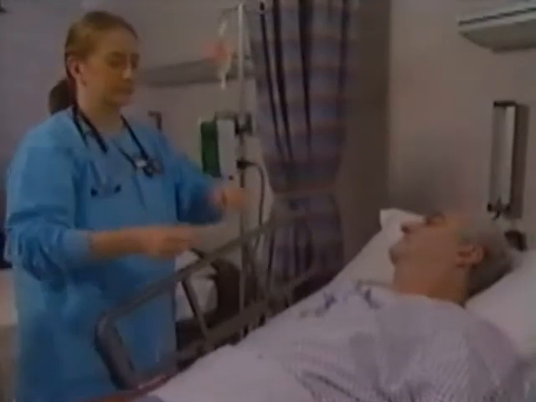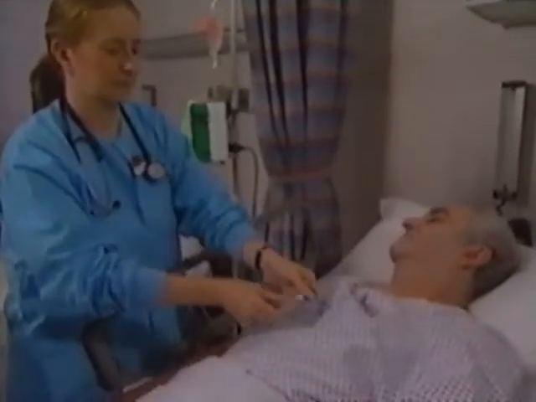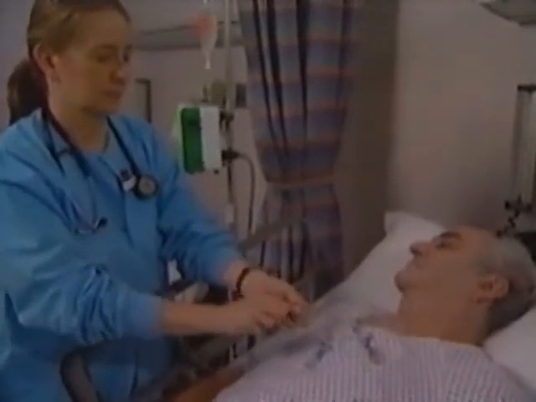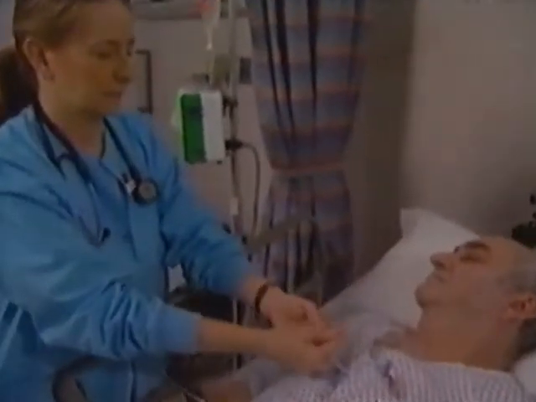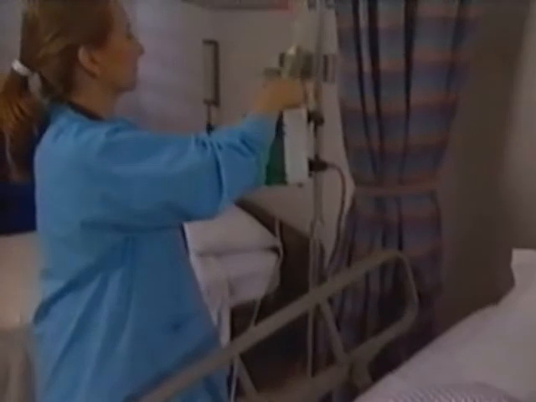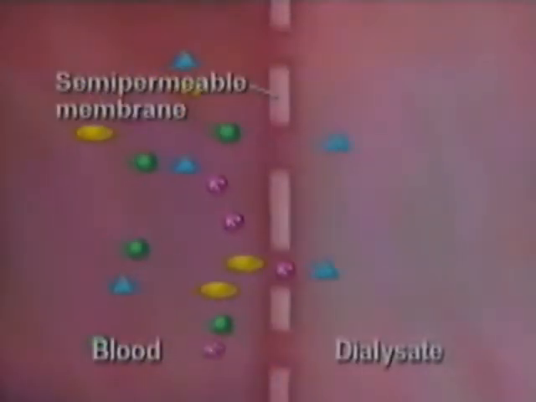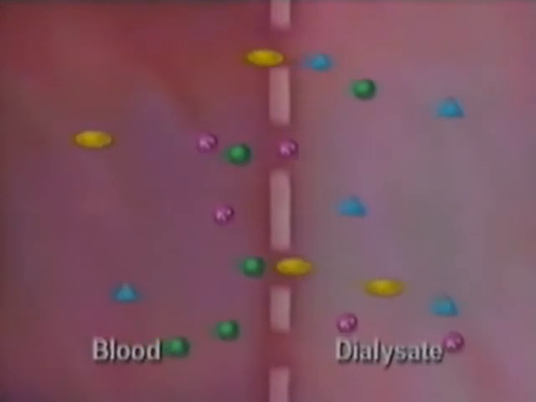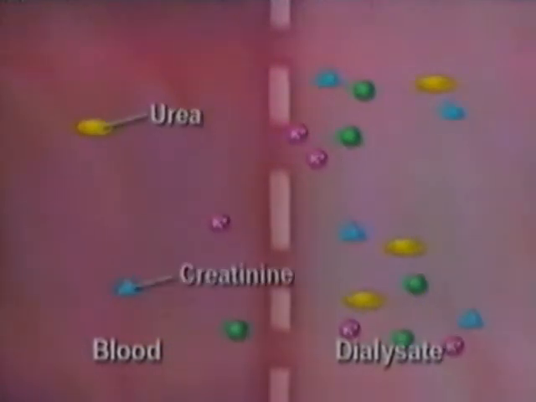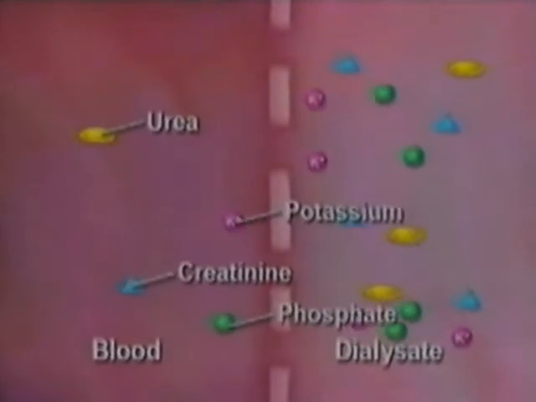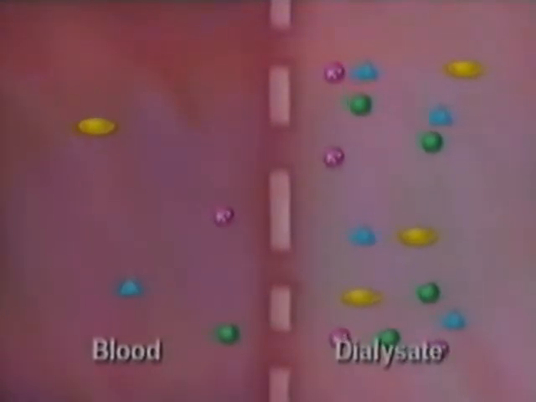Also anticipate administering a low dose of intravenous dopamine. This drug dilates the renal arteries, which increases blood flow to the kidneys. If your patient has fluid overload and hyperkalemia, you may arrange for hemodialysis. In hemodialysis, blood is filtered through a dialyzer, which contains a semi-permeable membrane. The membrane lets substances, such as urea, creatinine, potassium, and phosphate, diffuse through so they can be removed from the blood.